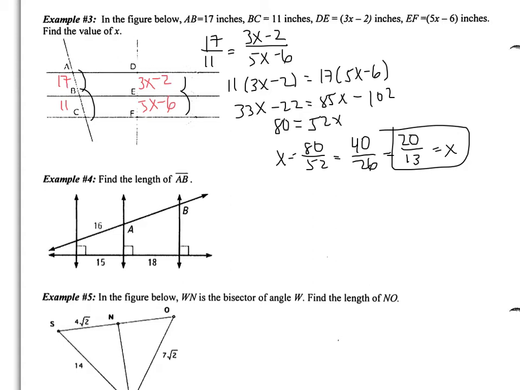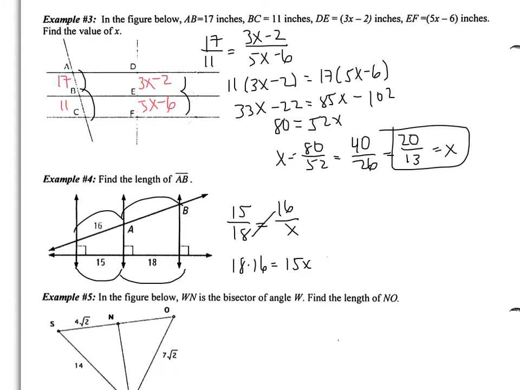Okay, right now, pause the video and try example 4 on your own, please. Okay, let's see how we did. These should have corresponded, so 15 over 18 equals, these should have corresponded, 16 over x. It's okay if you had them reversed, but you should have 18 multiplied by 16 equals 15x. If not, then you did something wrong.